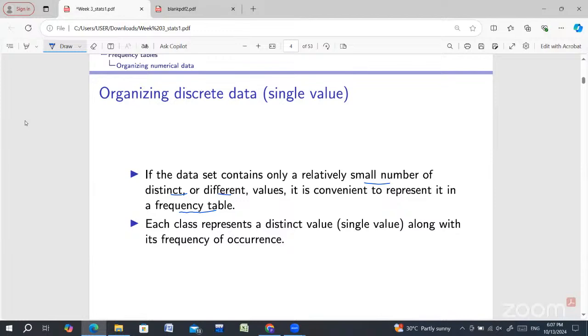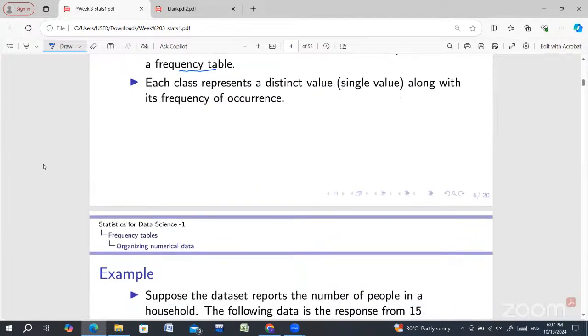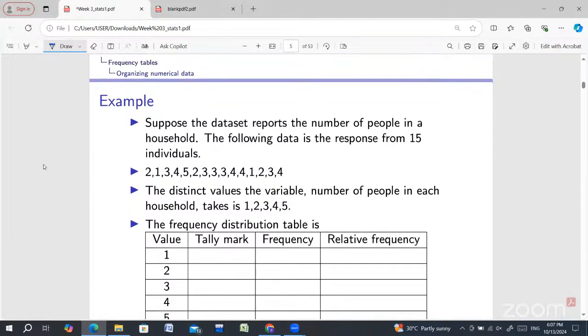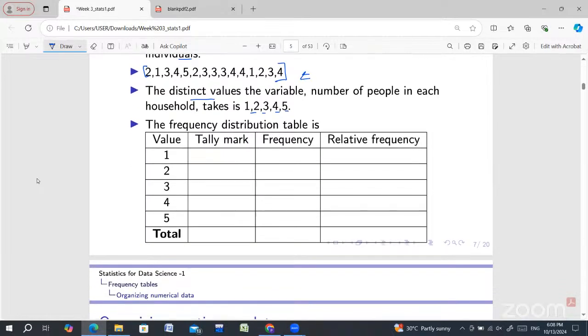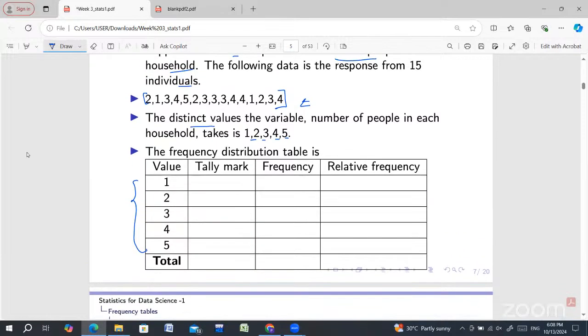You can see in the example, the data set reports the number of people in a household, from 15 individuals. These are the 15 values, in which the distinct values are 1, 2, 3, 4, and 5. To make a frequency distribution table, first we write all the distinct values in the data set. Then, using tally marks, we write their frequency.